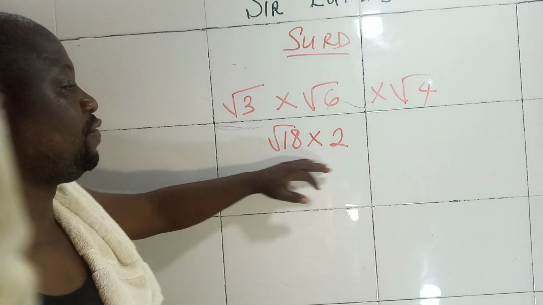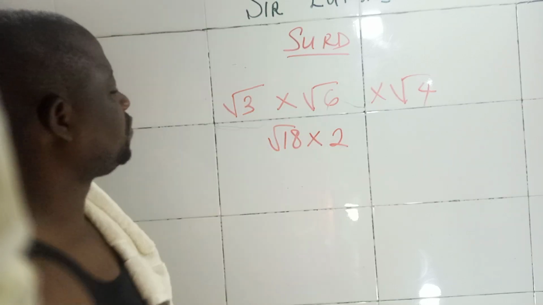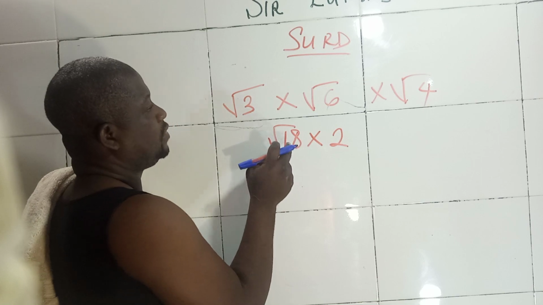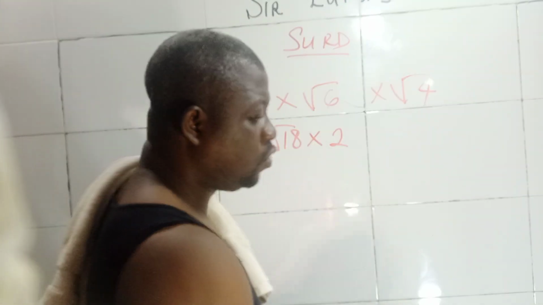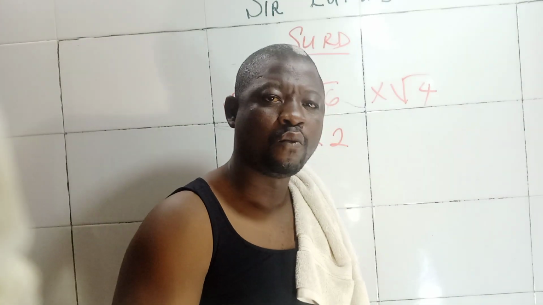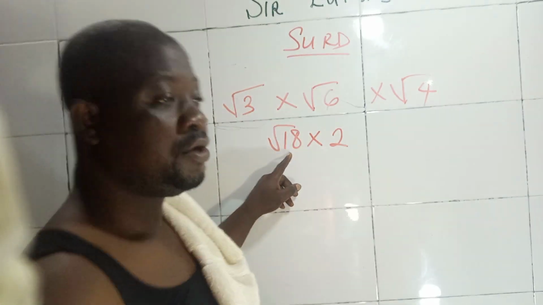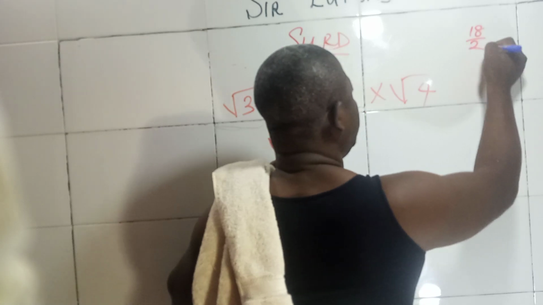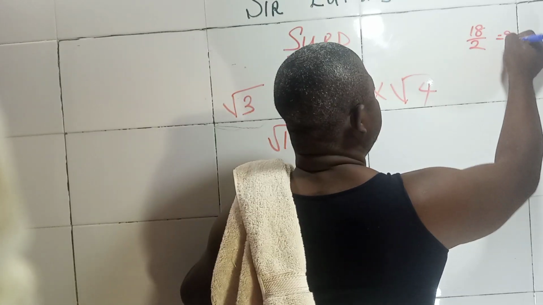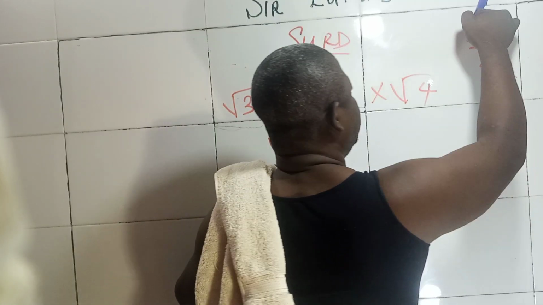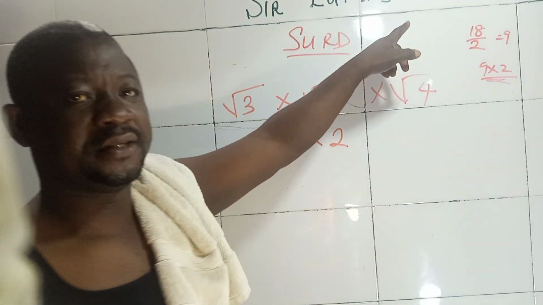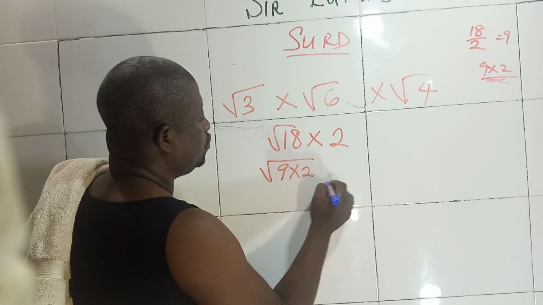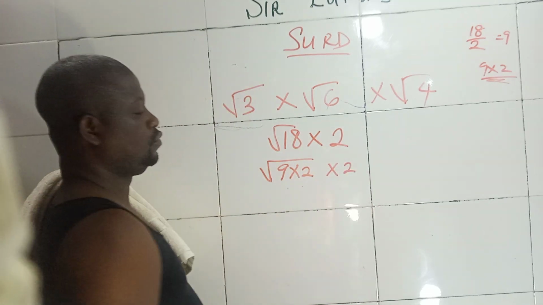Because your answer, you may not find this. So for me to simplify this further, you have to look for the factors of 18. How do you find the factors? Always divide with the smallest. 1 is the smallest. If you divide this one by 1, you still going to have 18. If I go for 2, I have 18 divided by 2, and that is 9. 9 times 2 will give me 18. So these are the factors of 18. So I'm going to have square root of 9 times 2, then times 2.